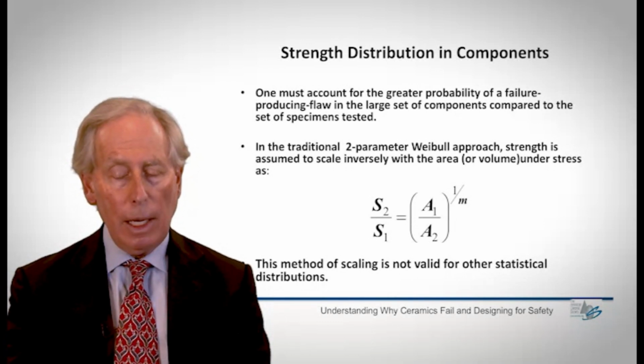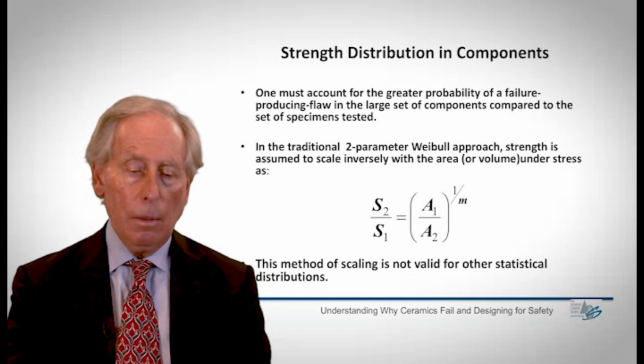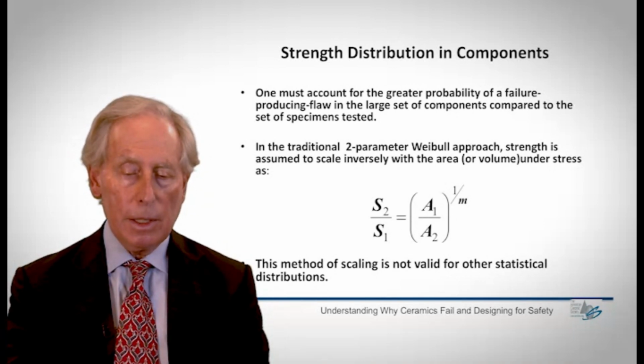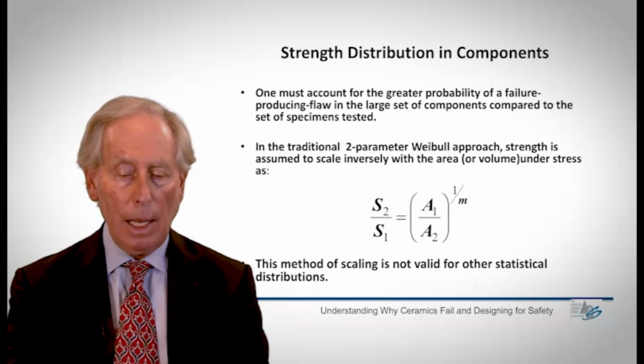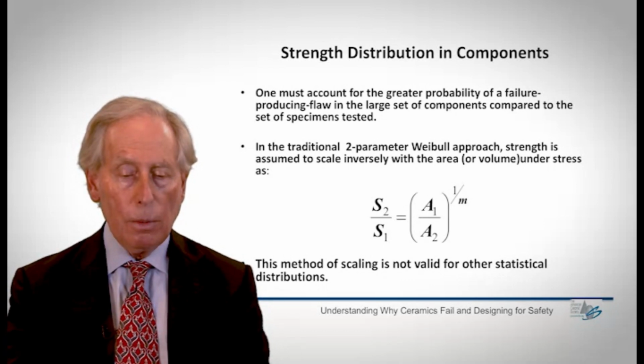And in that equation that I showed earlier, the strength is assumed to scale inversely with the area or volume of stress according to the following, namely, as I increase the area with an exponent of 1 over that Weibull parameter m, the strength will decrease accordingly. So it's inversely related to the area under stress to the 1 over m power. However, that's only useful if I look at two-parameter Weibull expressions, and I'm going to show you in a minute that we now think that that's probably not the best way to analyze strength behavior. This method is only valid for two-parameter Weibull expressions.